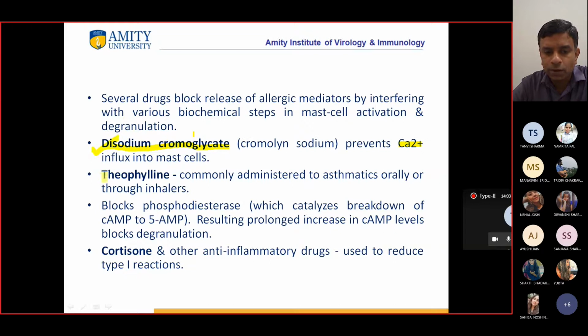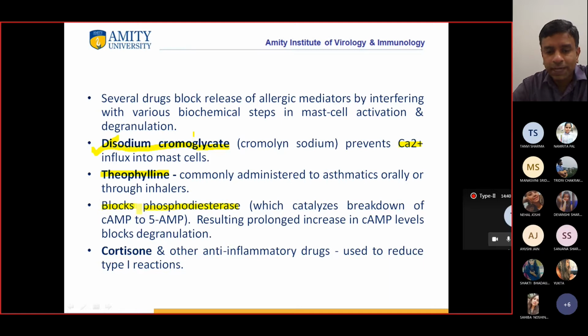There is another drug called theophylline, and I am sure you all have seen, at least if you have not seen it with some person, you must have seen it in the movies. The asthmatics, they use a pump, right? Or the inhalers, right? So theophylline is commonly administered to asthmatics orally or through inhalers. And what theophylline does, it blocks phosphodiesterase.